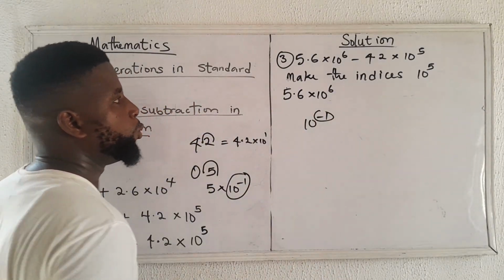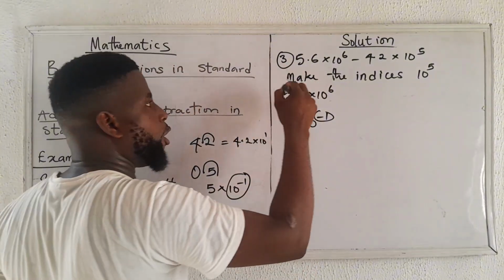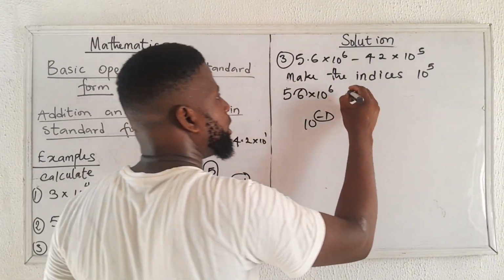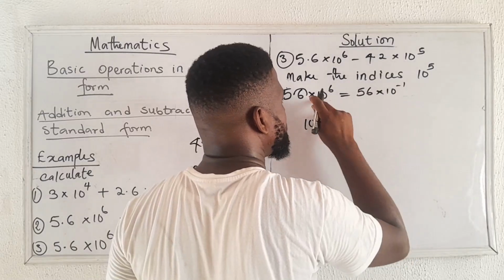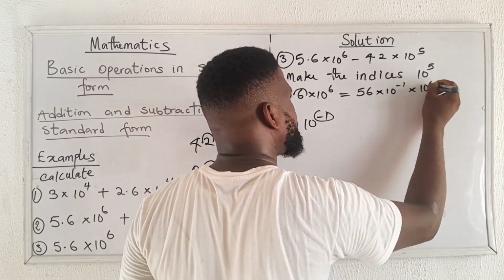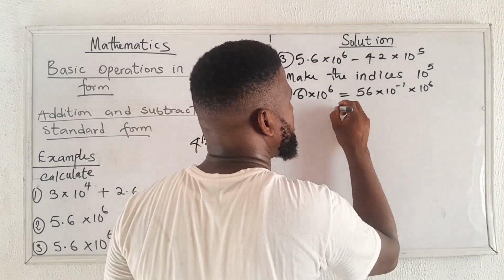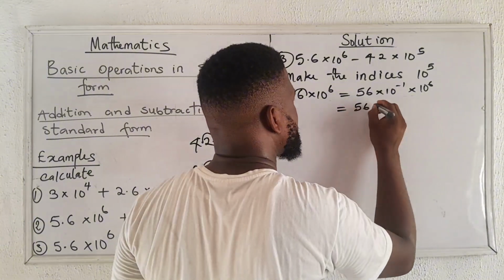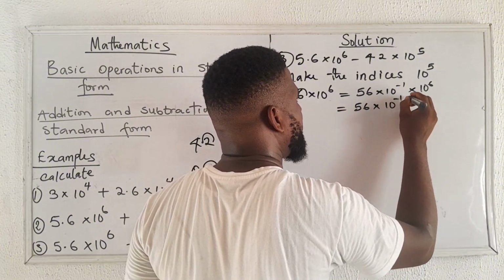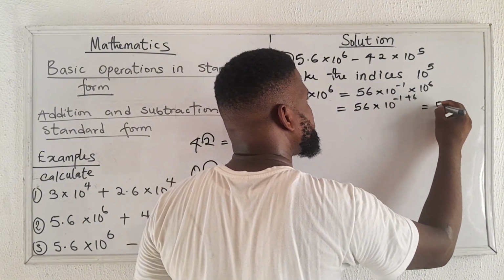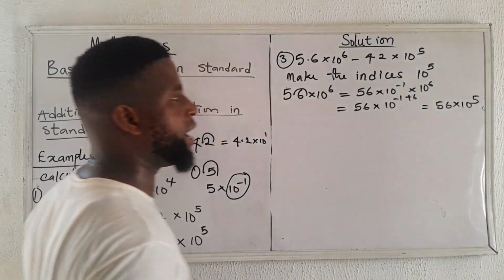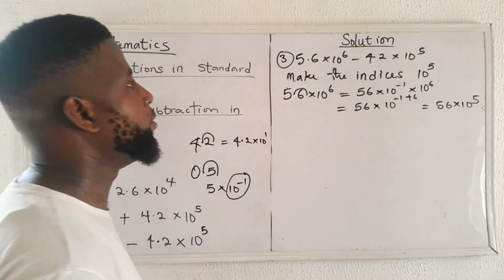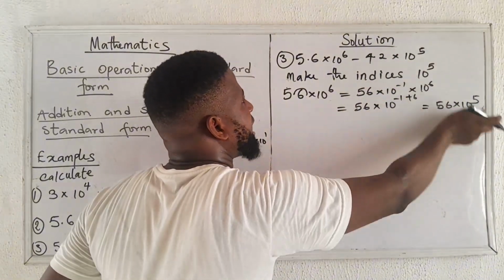Is that so? Which means clearly, instead of going backward, it will go forward. And this will give us 56 times 10 raised to power minus 1, then of course, times 10 raised to power 6. Right? And this will give us 56 times 10 raised to power minus 1 plus 6, which is 56 times 10 raised to power 5. Minus 1 plus 6 is 5. Right? Now, their indices are now the same.